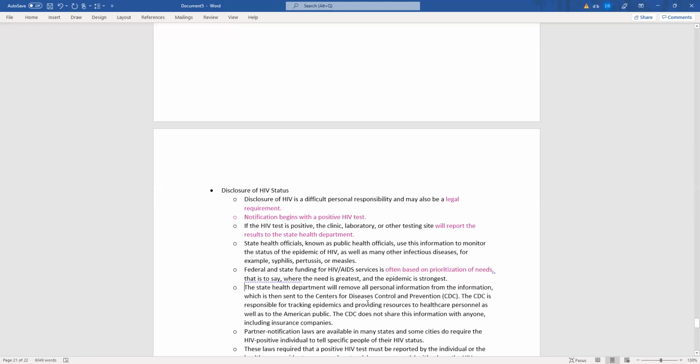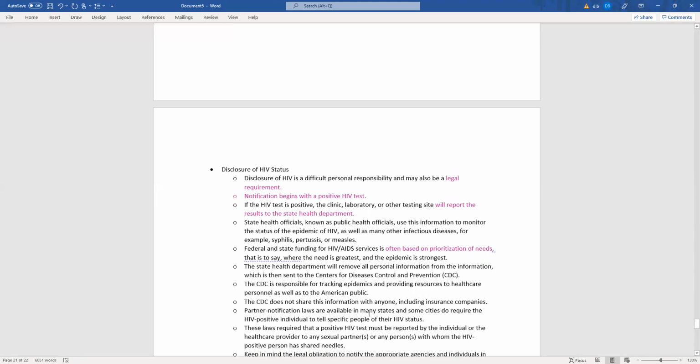The state health department will remove all personal info from the information, which is then sent to the CDC. The CDC is responsible for tracking epidemics and providing resources to healthcare personnel as well as the American public. The CDC does not share this information with anyone, including insurance companies.